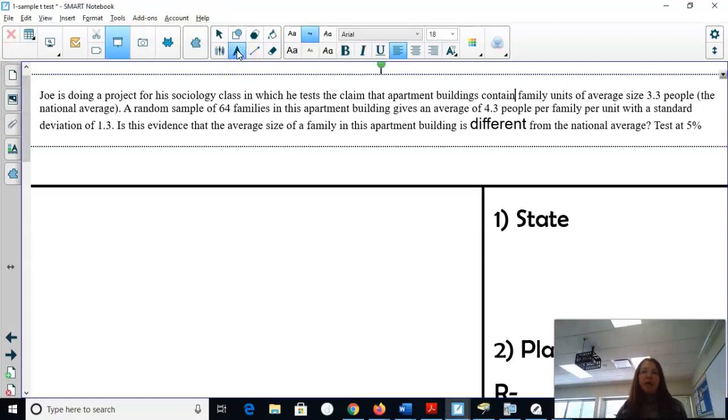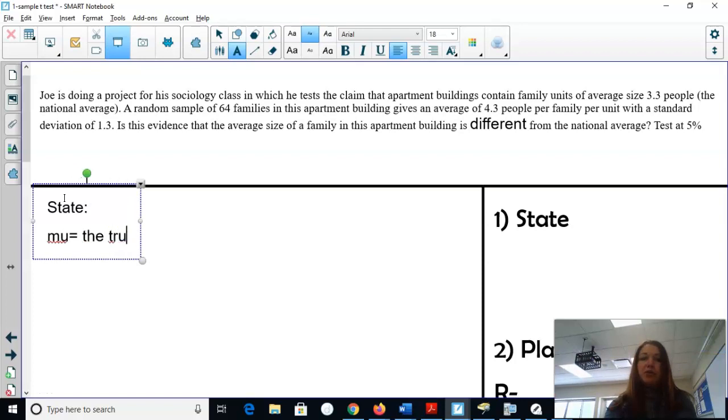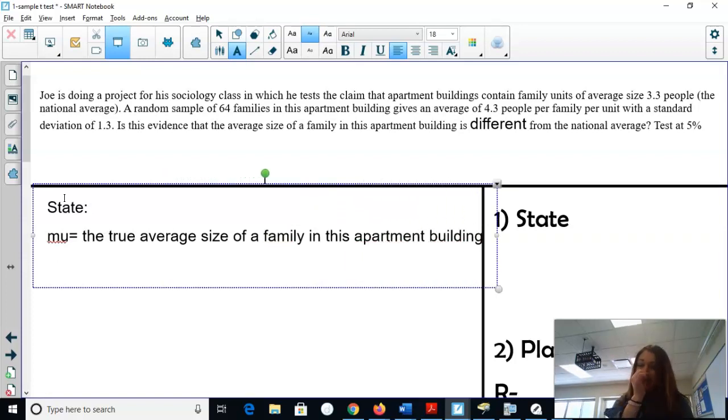Remember, in the state, I'm looking for 4 things. I'm looking for your population parameter, your null hypothesis, your alternative hypothesis, and your alpha level. So let's write that down now, or type it up. Mu is equal to the true average size of a family in this apartment building. I'm not sure this problem was written perfectly, but I think we can get the hang of what it should be. Our null hypothesis, that's that national average. So mu is equal to 3.3.